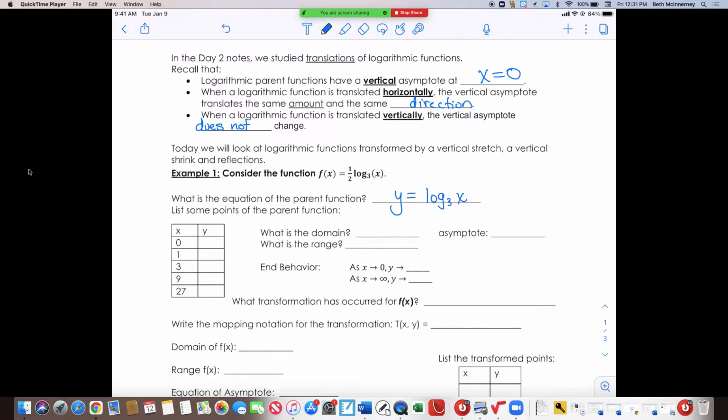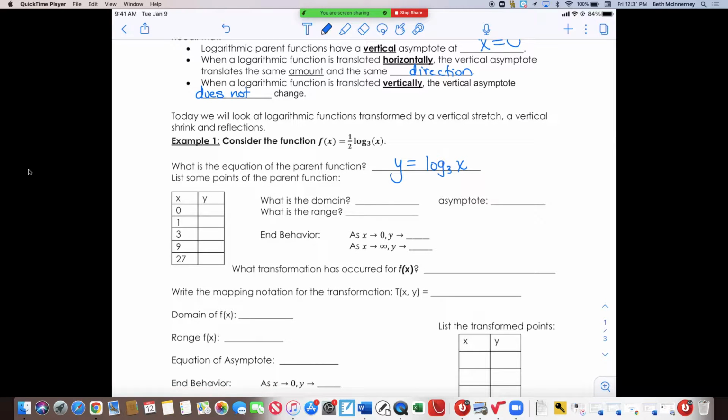All right. What is the domain of all parent functions of logarithms? It's all the same before we do our shifts. Nice job. It's 0 to infinity. The asymptote is x equals 0. Make sure you're writing an equation. So it's x equals 0. And the range is negative infinity to infinity.